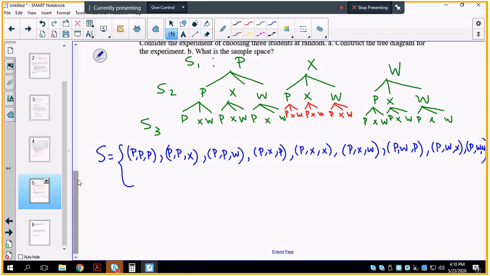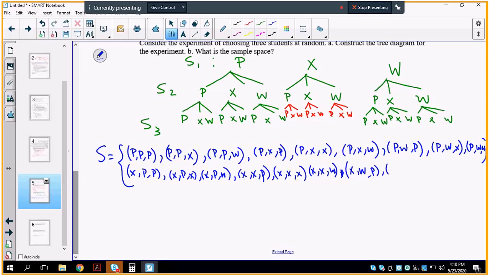Now we will do X first. So XPP, XPX, XPW, XXP, XXX, XXW, XWP, XWX, and XWW.